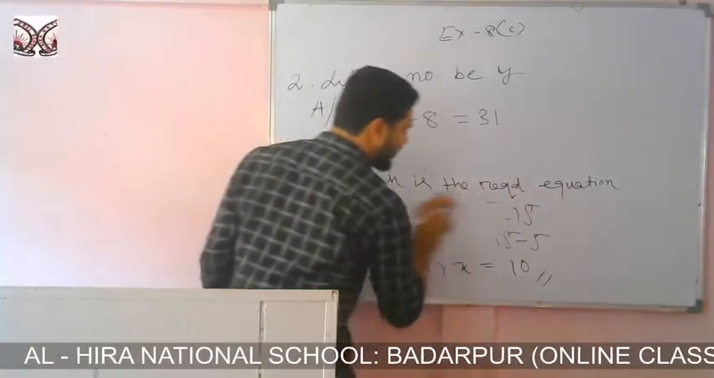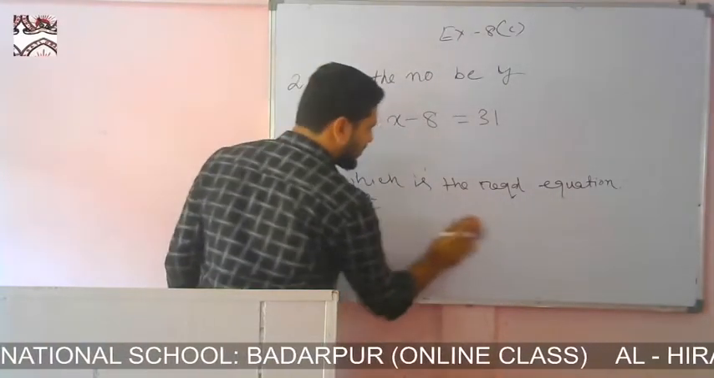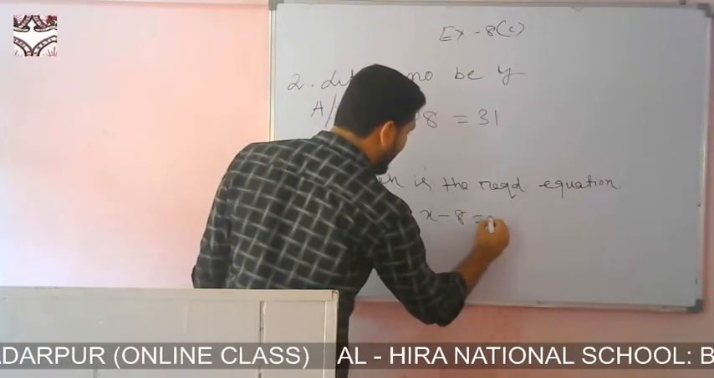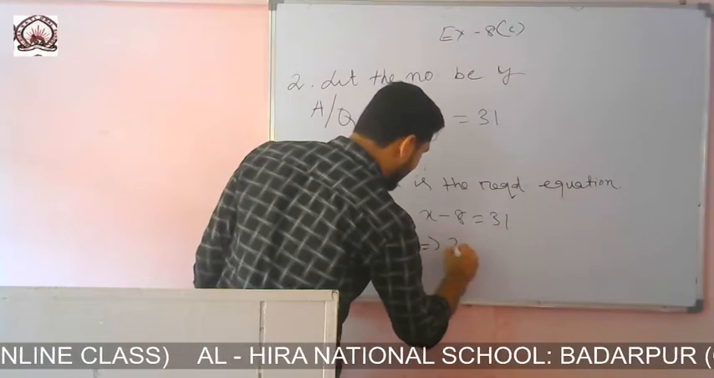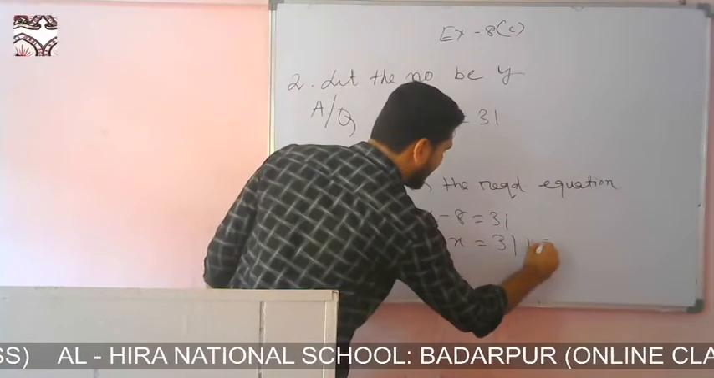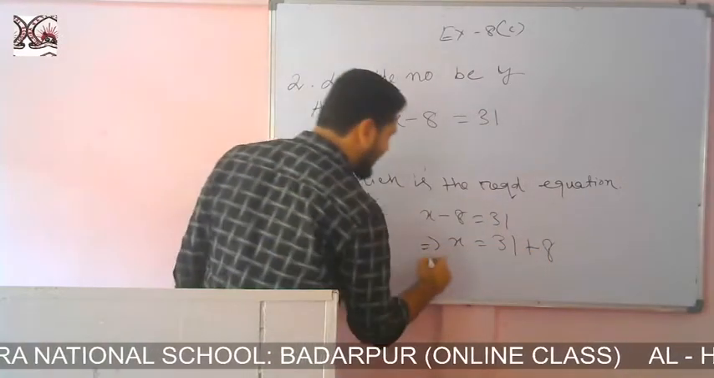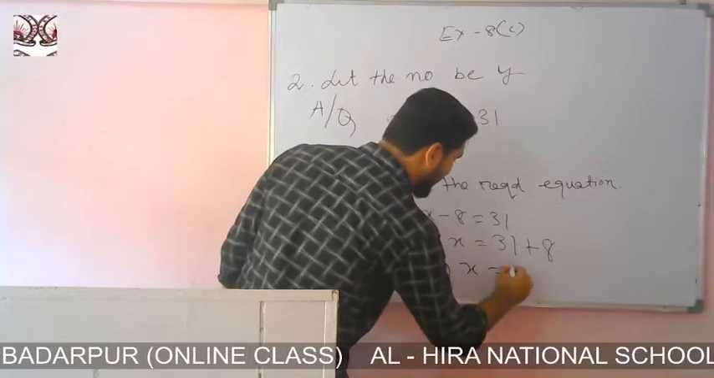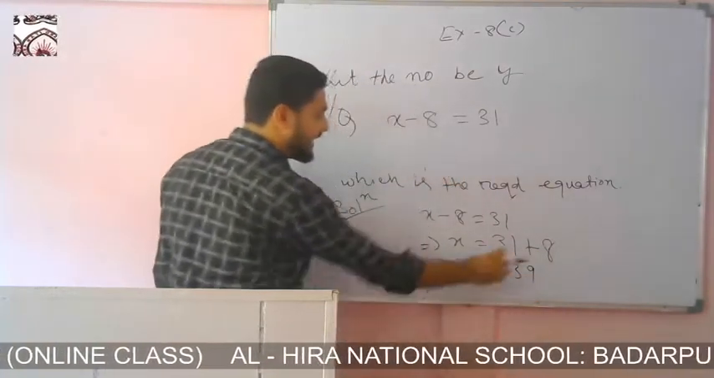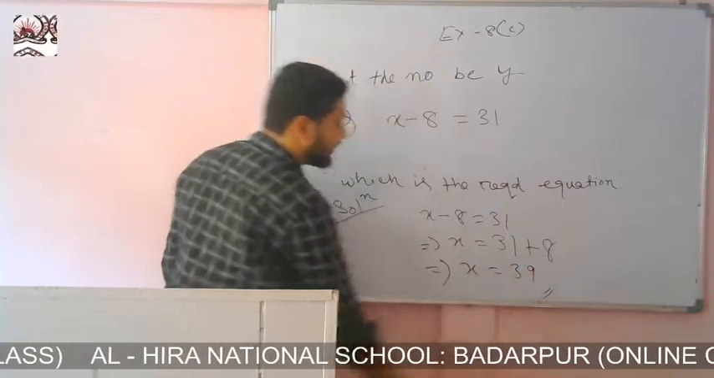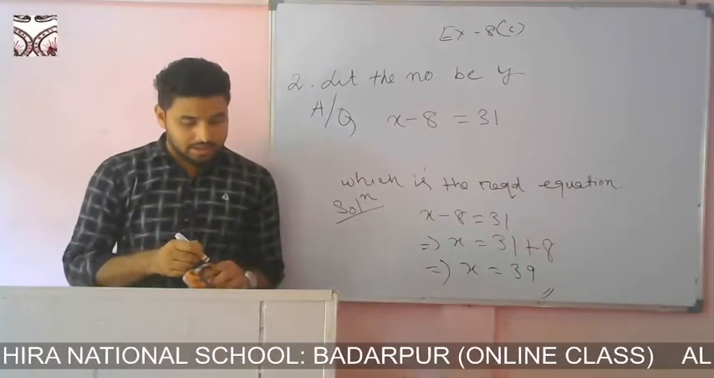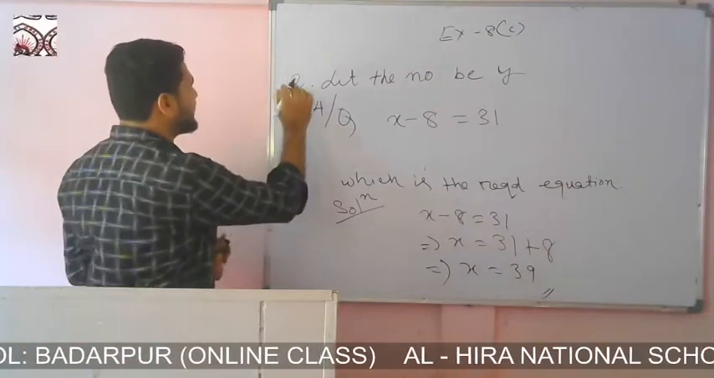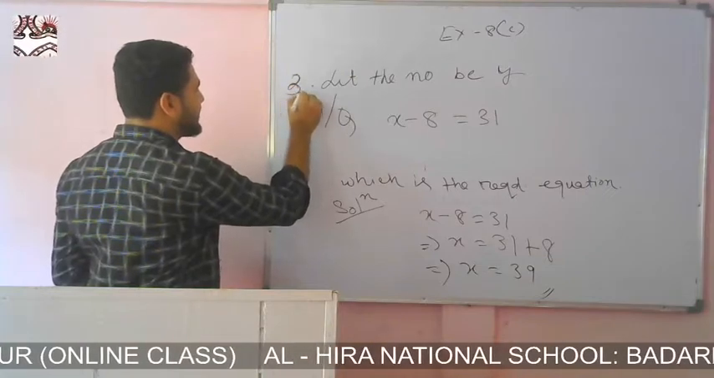So write solution: y minus 8 equals 31. Then obviously y equals 31 plus 8. That means here it is minus; if I transpose to the right side, it will become plus. Now y equals 31 plus 8, obviously 39. If I add 8 plus 1, 9, and 3 directly I can write. So it was question number 3.